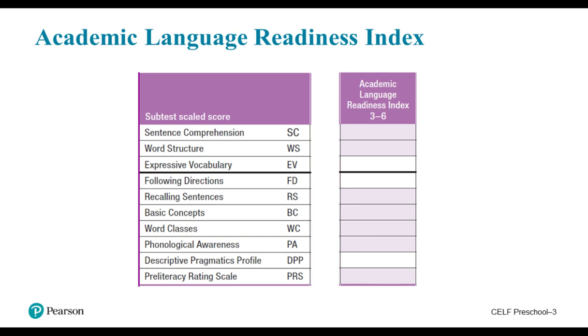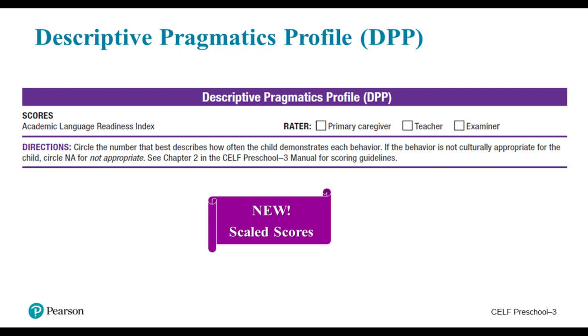I'm going to move on to the... Sorry, I'm getting used to this new system we have here. We also have the Descriptive Pragmatics Profile subtest. This subtest was available on CELF Preschool-2, but offered criterion scores, and now we're able to offer scaled scores for children ages 3 through 6. This is a subtest that looks at children's ability to do the appropriate social communication behaviors that most children their age do.